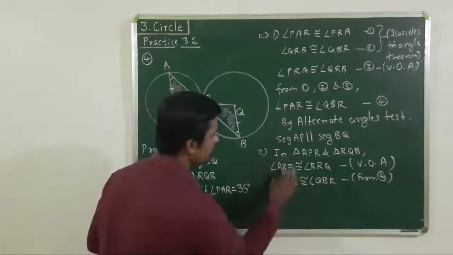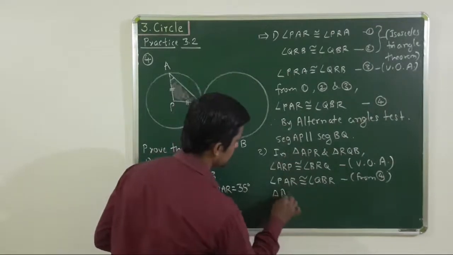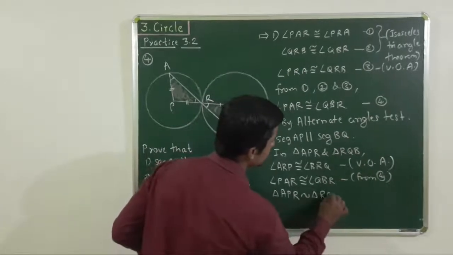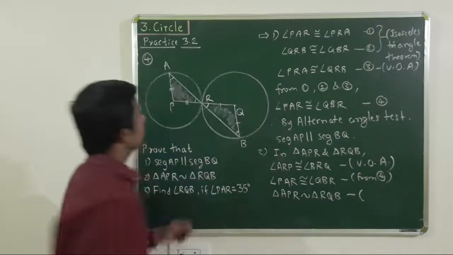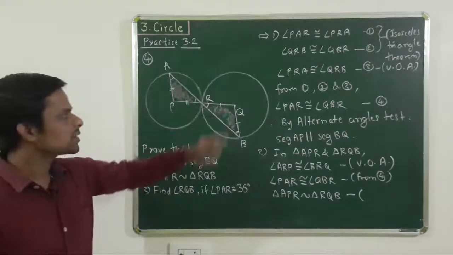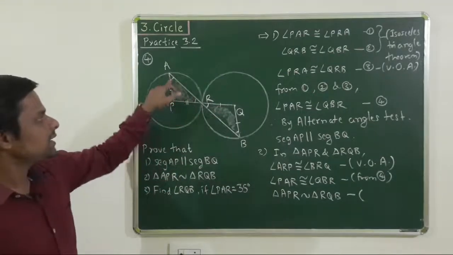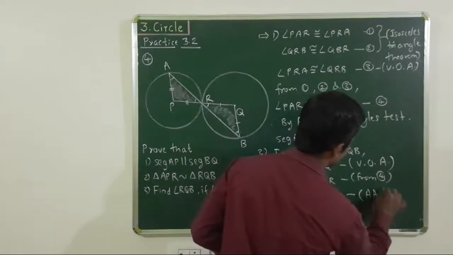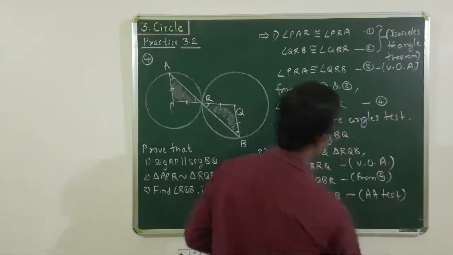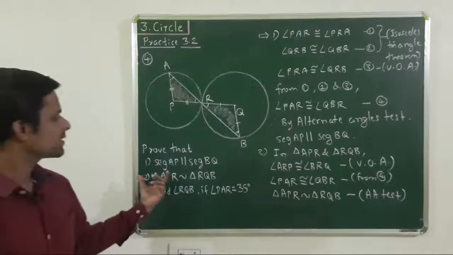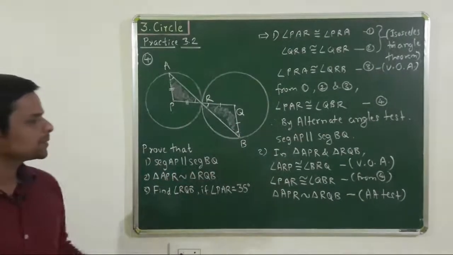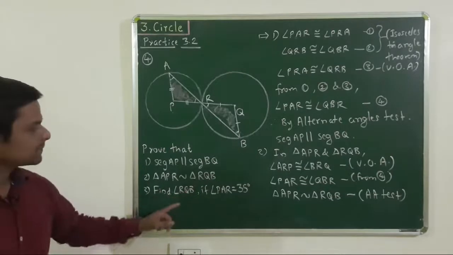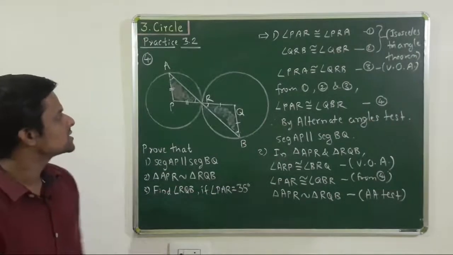Hence triangle APR is similar to triangle RQB by AA test. Simple. Triangle APR is similar to triangle RQB by AA test. Now third one: find angle RQB if angle PAR is given.